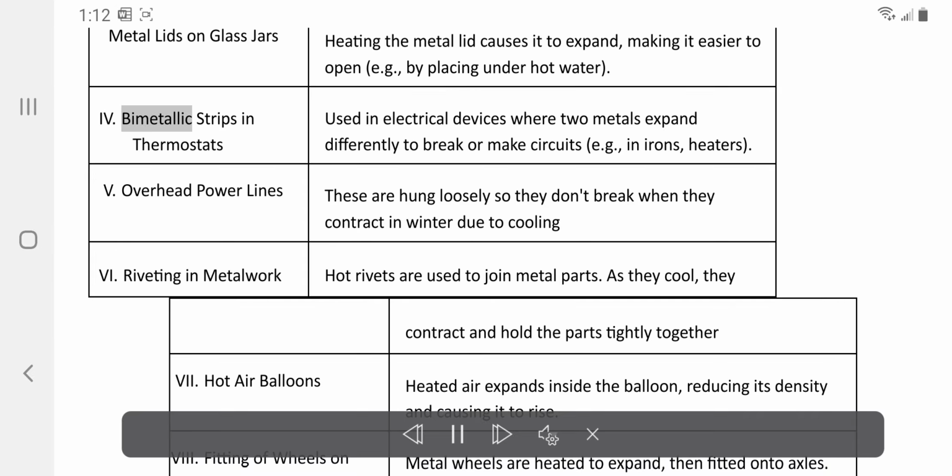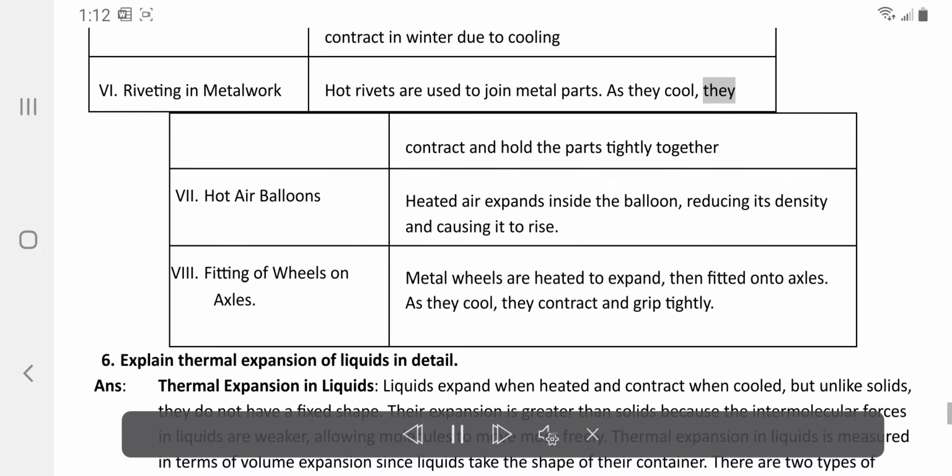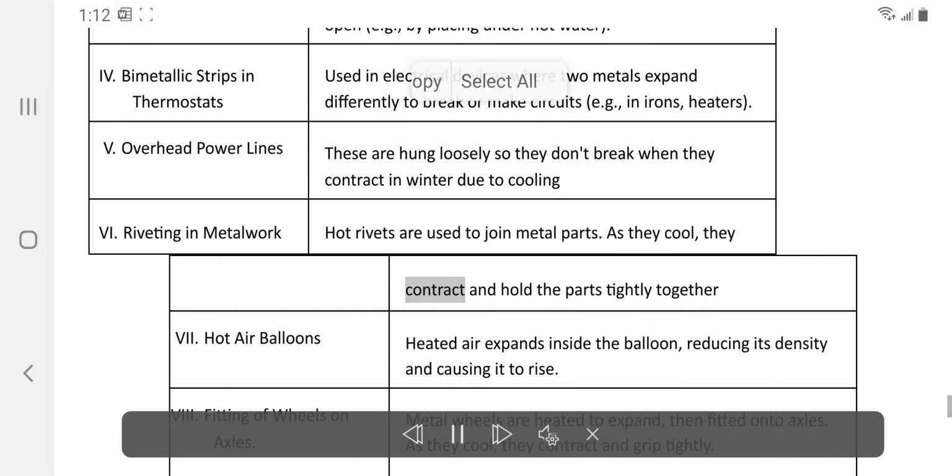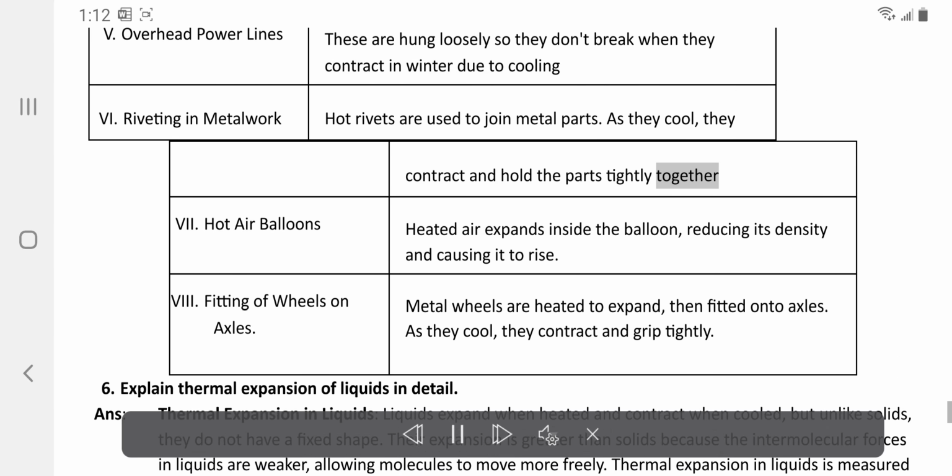4. Bimetallic strips in thermostats: used in electrical devices where two metals expand differently to break or make circuits, e.g., in irons and heaters. 5. Overhead power lines: these are hung loosely so they don't break when they contract in winter due to cooling. 6. Riveting in metalwork: hot rivets are used to join metal parts. As they cool, they contract and hold the parts tightly together.